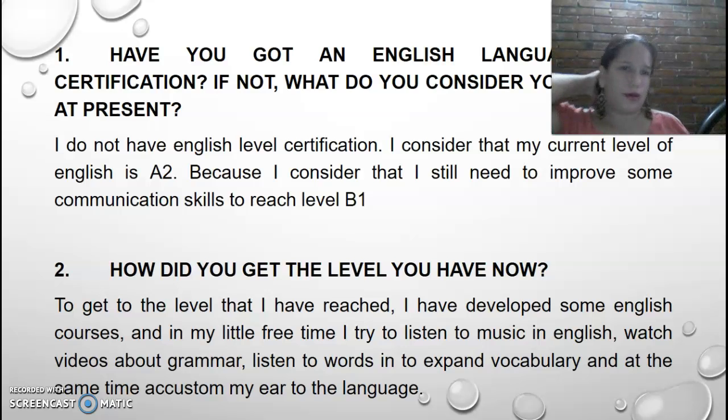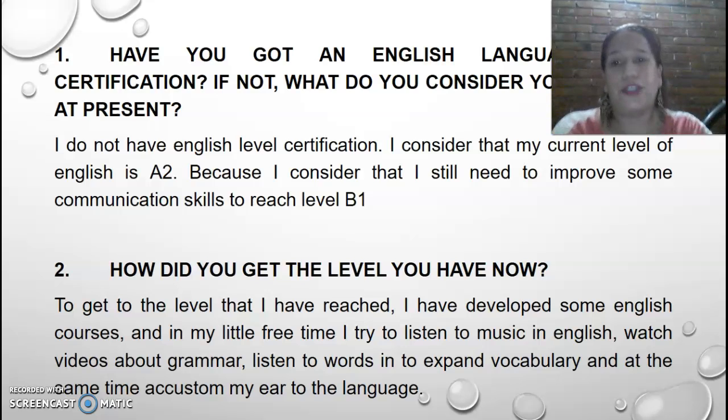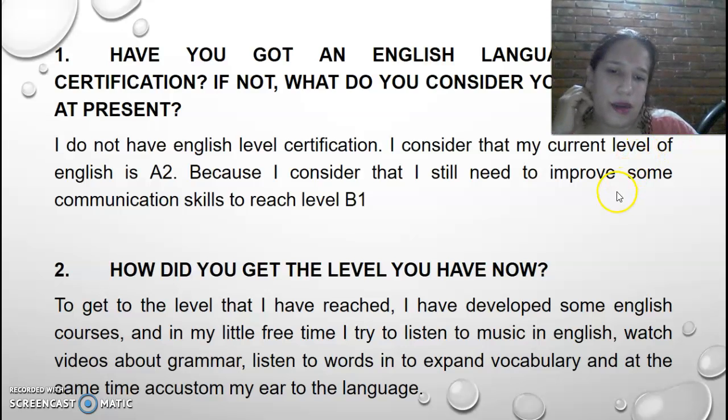I consider that my current level of English is A2 because I still need to improve some communication skills to reach level B1. 2. How did you get the level you have now? To get to the level that I have reached, I have taken some English courses, and in my little free time, I try to listen to music in English, watch videos about grammar, listen to words that explain vocabulary, and at the same time, accustom my ear to the language.